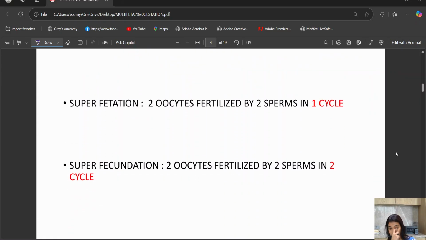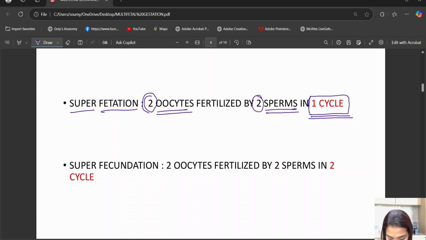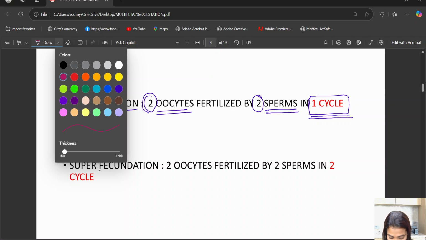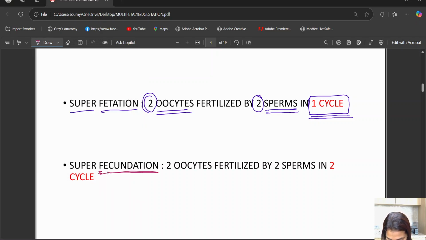Now these are two definitions that are very often asked and students very often get confused between them. One is superfetation and the other is superfecundation. What does superfetation mean? Superfetation means two oocytes that are fertilized by two sperms in one cycle. And superfecundation means two oocytes fertilized by two sperms in two cycles. Now this is a bit of a definition that you sort of need to learn.